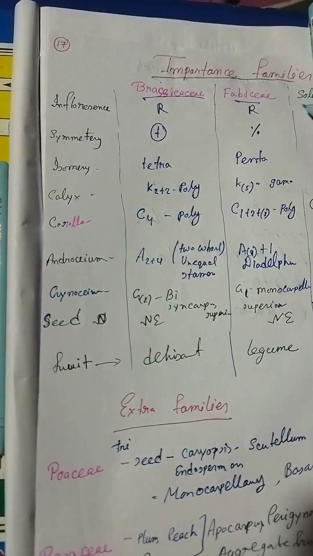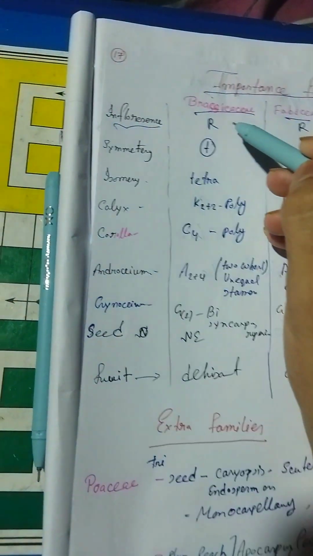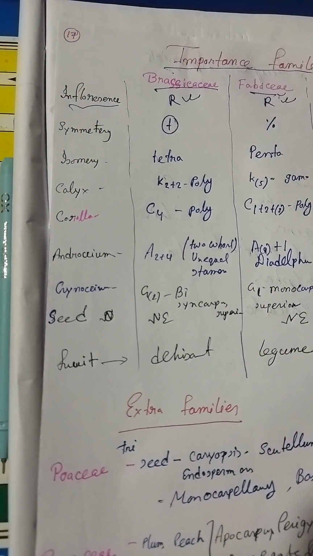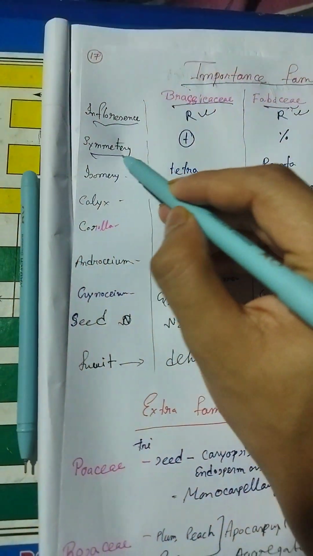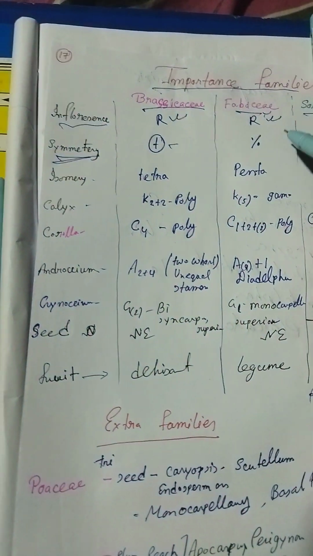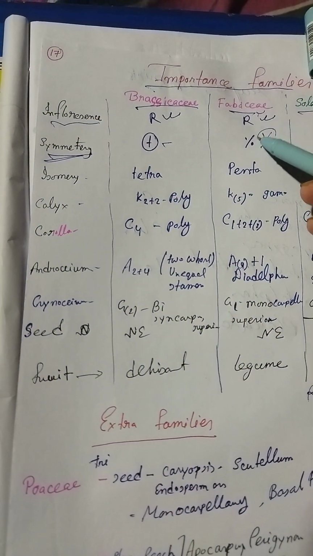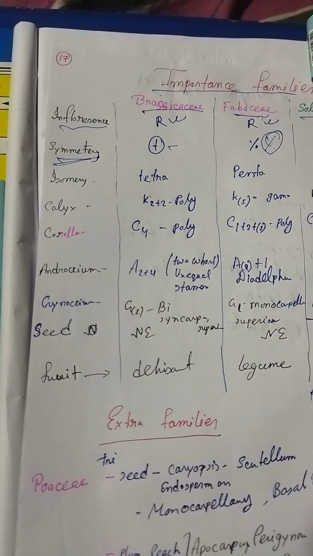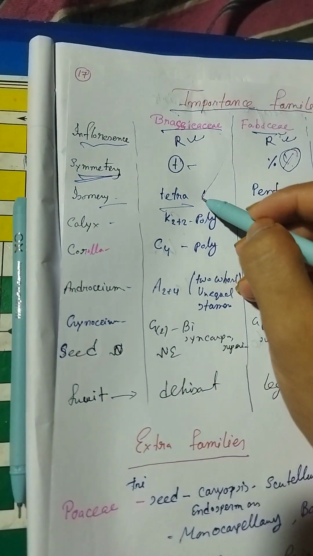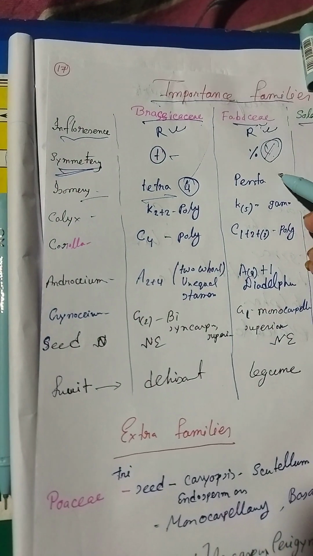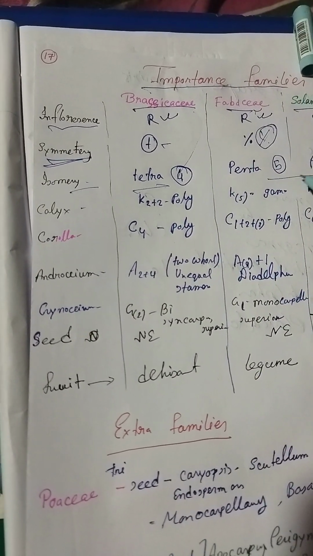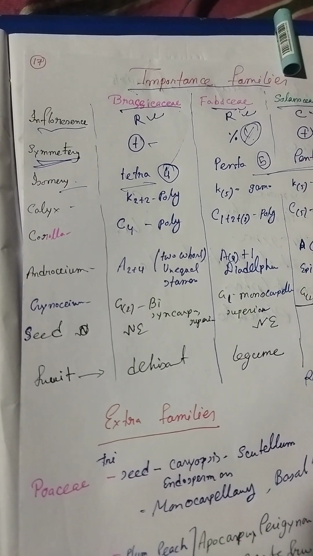Brassicaceae, Fabaceae, Solanaceae, Liliaceae. Inflorescence: Brassicaceae racemose, Fabaceae racemose, Solanaceae cymose, Liliaceae cymose. Symmetry: actinomorphic for Brassicaceae, Solanaceae and Liliaceae; Fabaceae is zygomorphic. Brassicaceae is tetramerous, meaning 4; Fabaceae and Solanaceae are pentamerous, meaning 5; and trimerous is 3, that is Liliaceae.